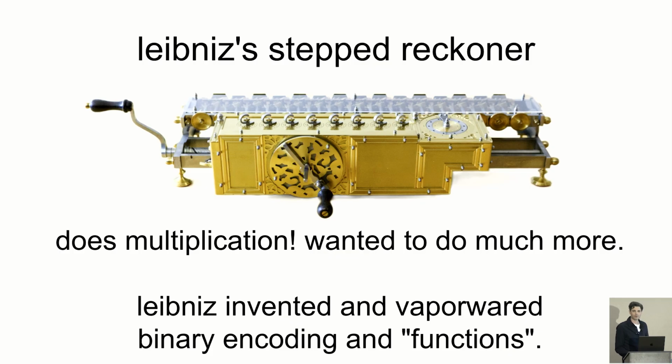And Leibniz wasn't all talk. He actually built stuff. He was a maker. This is his stepped reckoner, and it does multiplication. So it one-upped Pascal. And he wanted to do, obviously, much, much more on it. But Leibniz didn't get to it. And on the way, he invented binary encoding because he wanted to be able to do anything on this machine. And he also gave us the concept of functions. So functional programming comes from Leibniz.